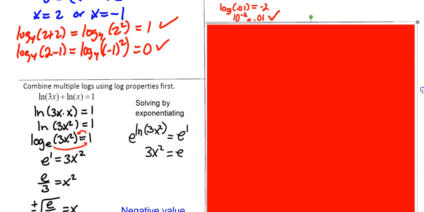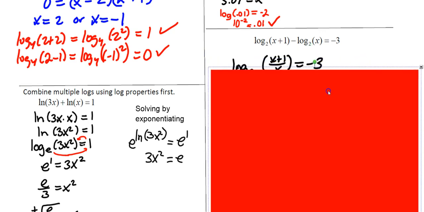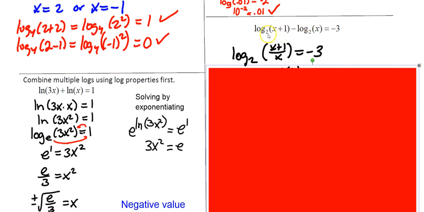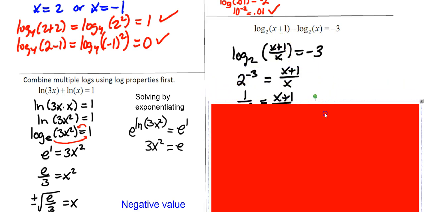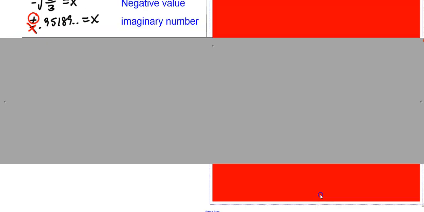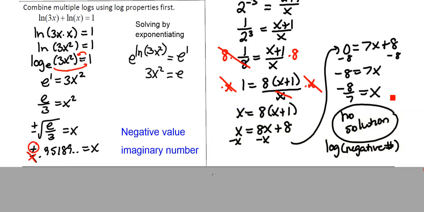Now let's look at another example where we have two logs, in this case subtracted. We use the quotient property, which means this is log base 2 of the two arguments divided, x plus 1 over x. I am just going to rewrite this in log form, so 2 to the negative 3 is equal to x plus 1 over x, or 1 over 2 cubed equals x plus 1 over x. Now I am going to solve this, and at this point, get rid of this and take a look at the rest of the problem.